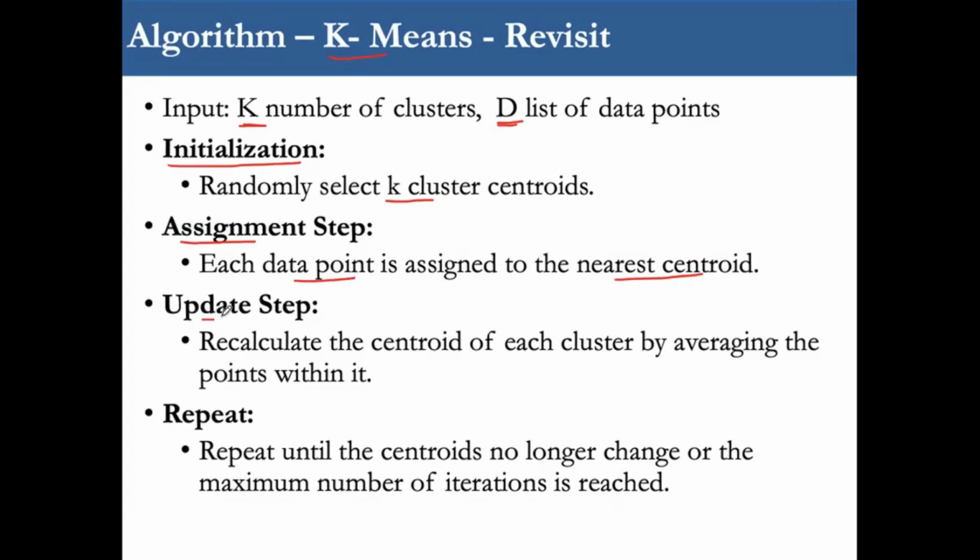The third step is the update step. So if needed, we will be recalculating the centroid for each cluster by averaging the data points. And then if needed, we will be repeating the steps again and again until there is no change in the cluster center. This is the k-means algorithm.